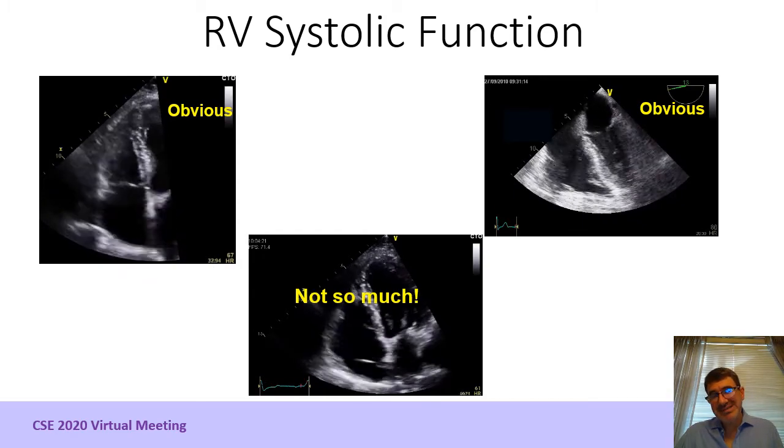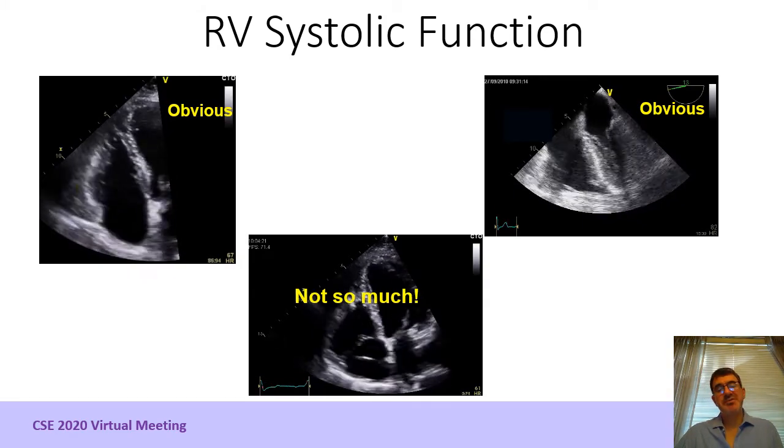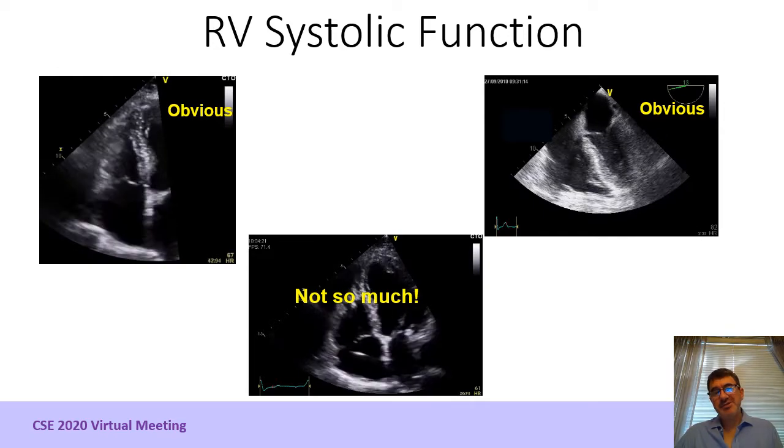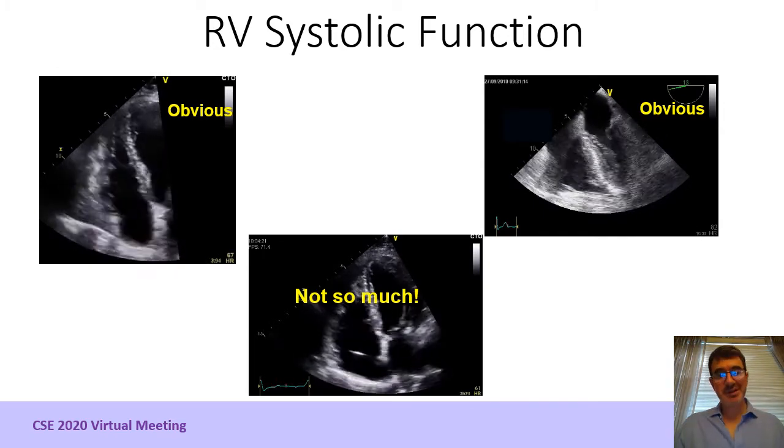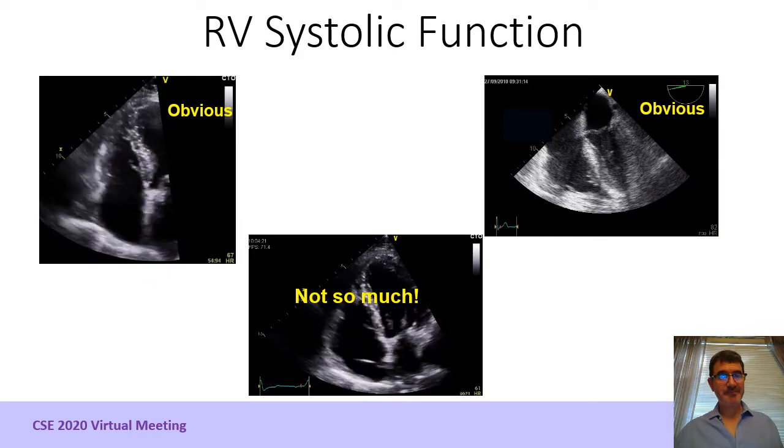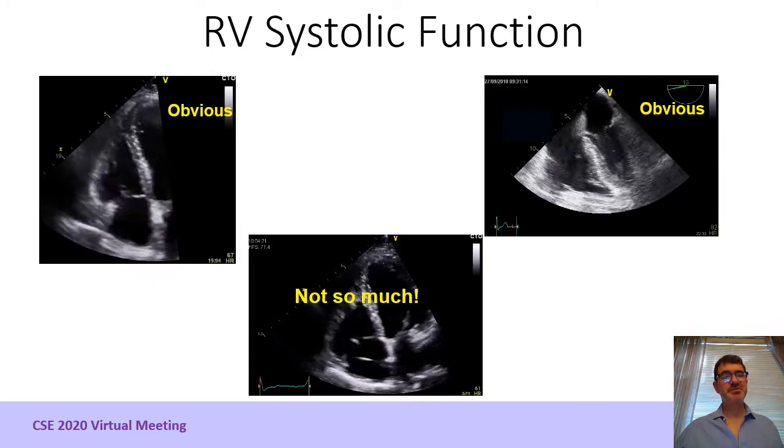There seems to be reasonable motion of the annulus, but overall it just looks a little bit off. So is this mildly abnormal or is it low normal? And this is where quantitation comes into effect.